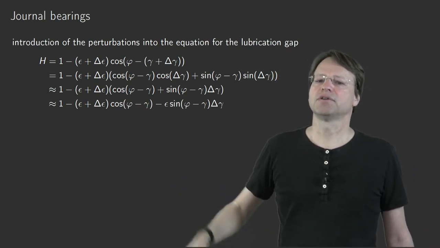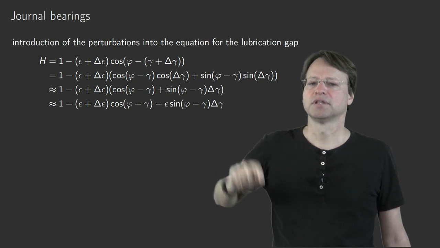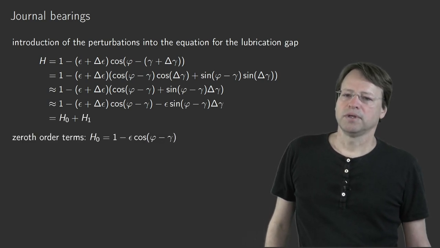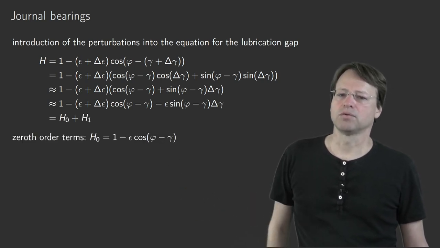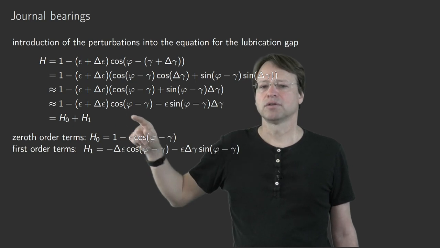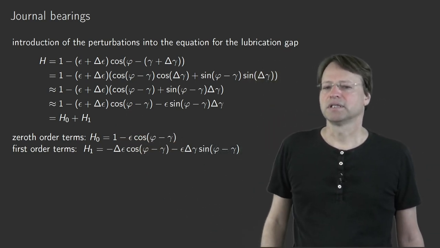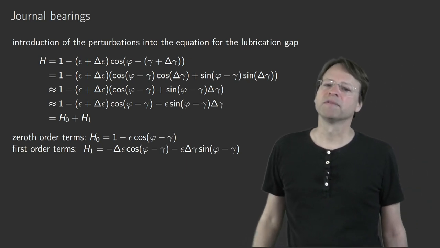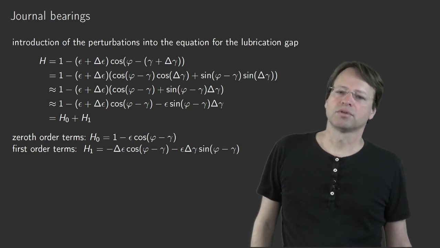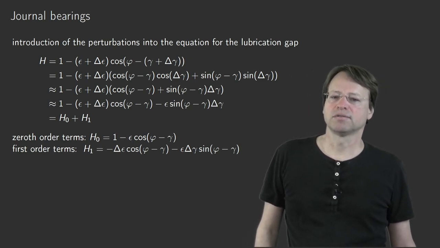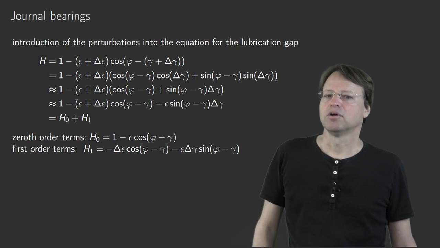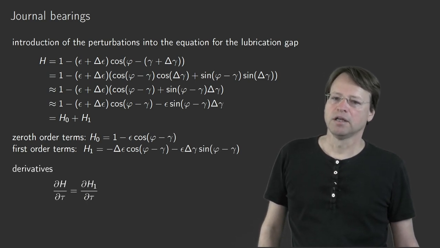And finally, we would have second order effects, namely delta epsilon times sine phi minus gamma delta gamma, which are neglected here. So in total, we get a zero order term, 1 minus epsilon cosine phi minus gamma, and a first order perturbation, minus delta epsilon cosine phi minus gamma minus epsilon delta gamma sine phi minus gamma. These terms now change or affect the pressure field. So let's compute the time derivatives and the derivatives with respect to phi, because that's what appears in at least in the numerator of the dimensionless pressure. So we need the derivatives.